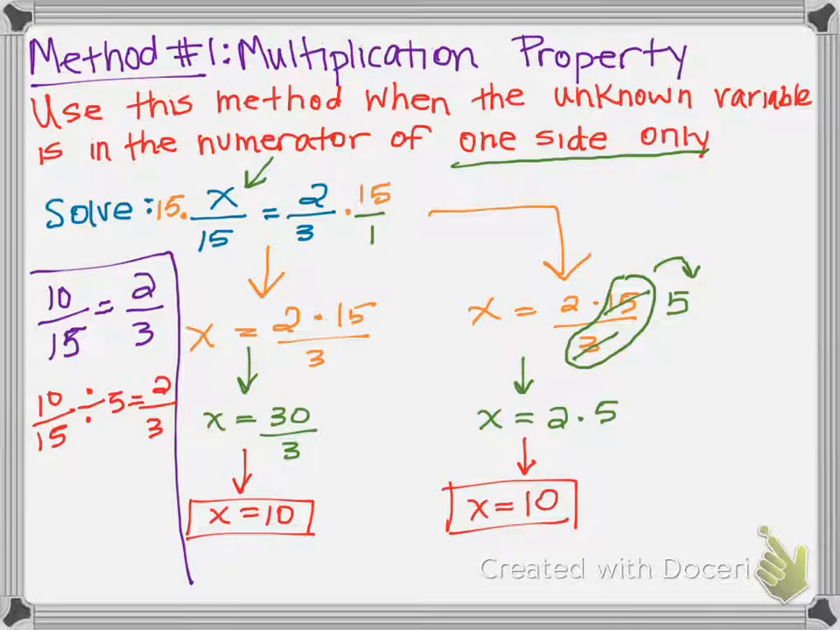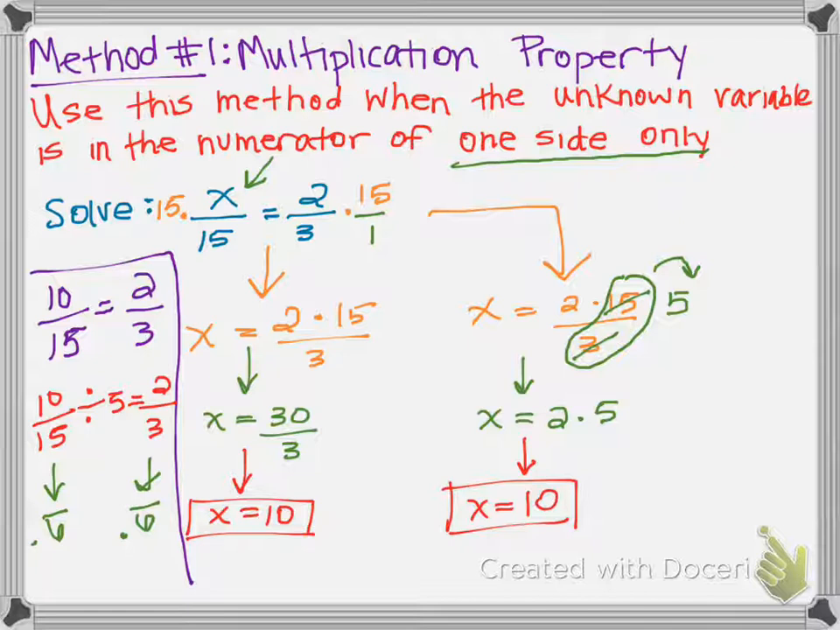Another way that you could have done it is if you were working with a calculator, you would have seen that 10 divided by 15 gives you 0.66666 forever. That's what that bar means, that that number keeps going on forever. And 2 divided by 3 is also 0.6 infinitely. So both of them have the same decimal value, so they are equal on both sides.